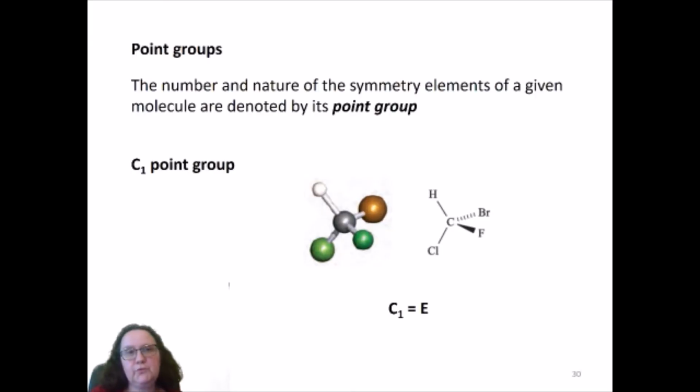So point groups. What are point groups? Well, once we find out the symmetry elements in a given molecule, then we can group those molecules together when they share particular types of symmetry elements, and we call those groups point groups. For example, this is a C1 point group, and the only symmetry operation of this point group is the identity operator. There are no other symmetry elements on the C1 point group.